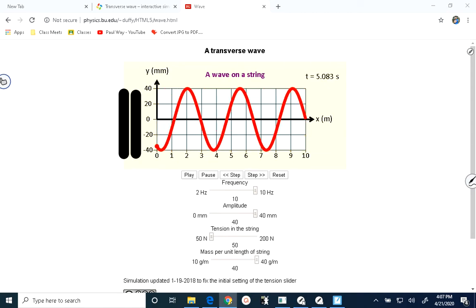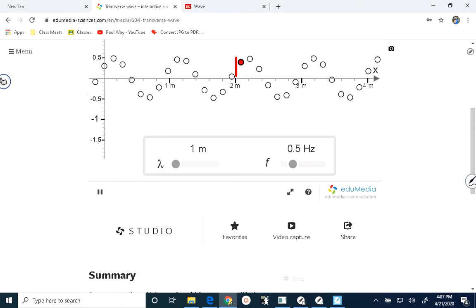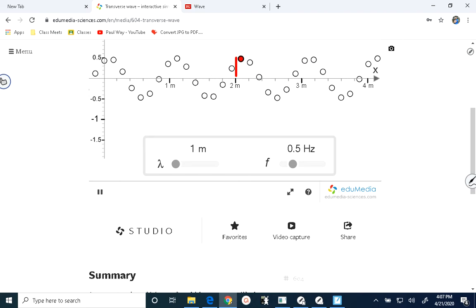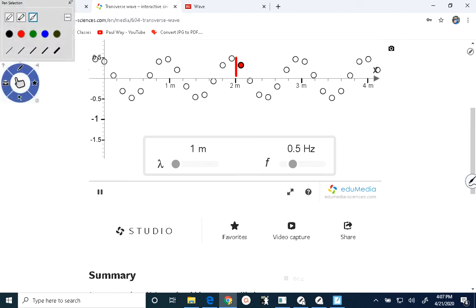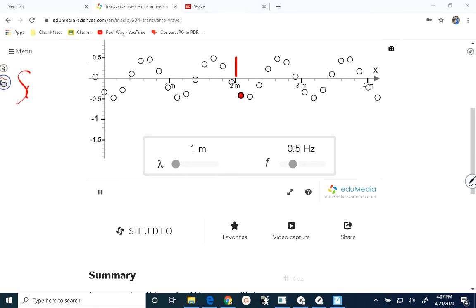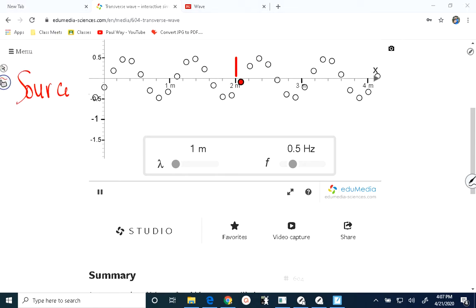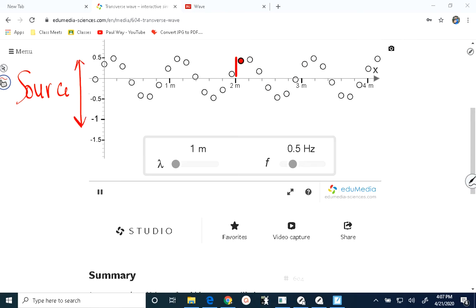The explanation to that, and I'm going to ask you to focus on the red dot in the middle here, is that every piece of the medium is going to vibrate with the same frequency because every piece is connected to every other piece. Over here on the left, everybody, we have a source. There is something taking that first piece of the medium and moving it up and down.